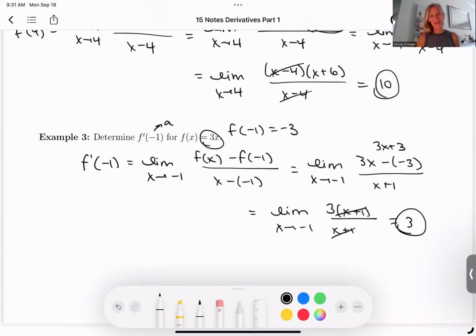Okay, so it's the derivative of this function at x equals negative 1, and we have to wait for class to figure out what that means. So hopefully these limits were okay.